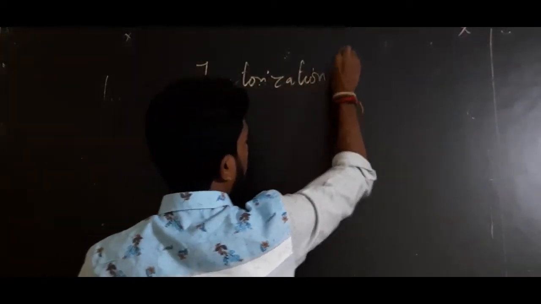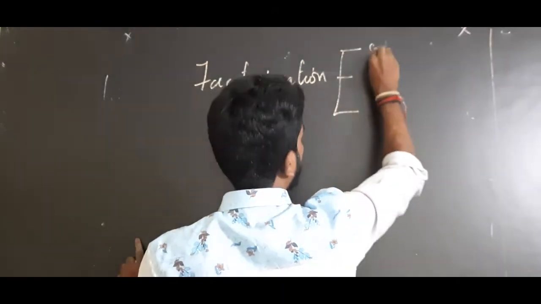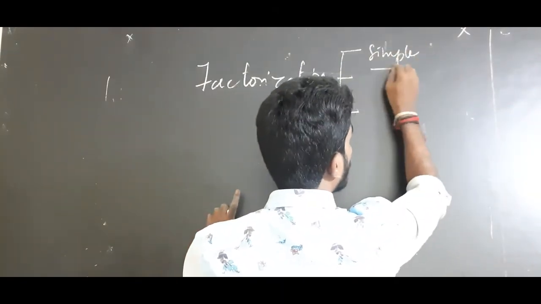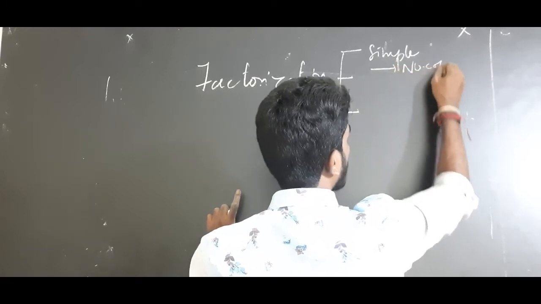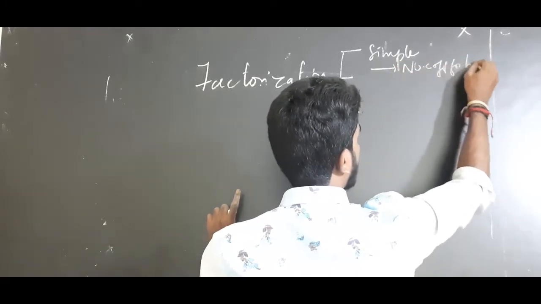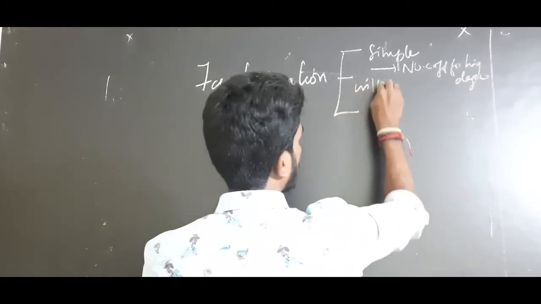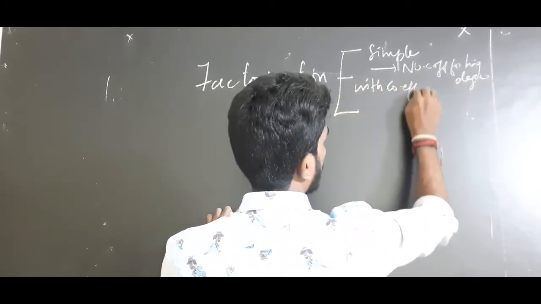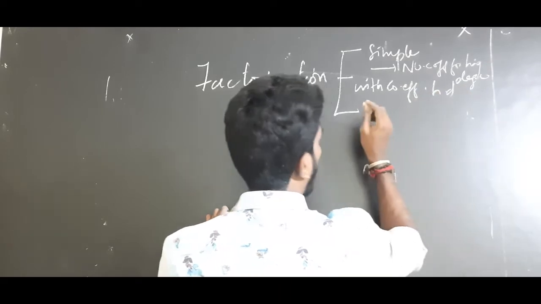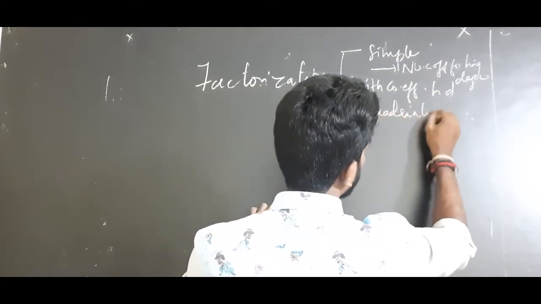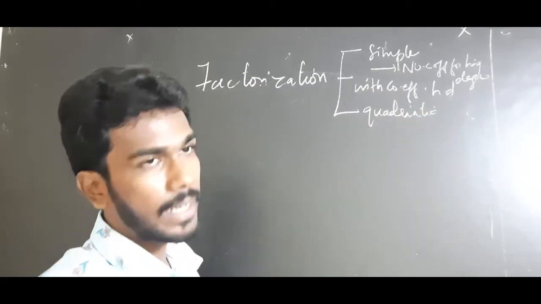There are 3 ways of factorization. One is a simple method with no coefficient for higher degree, second is with coefficient for higher degree, and third is about quadratic equation. So these are the three important factorization methods.